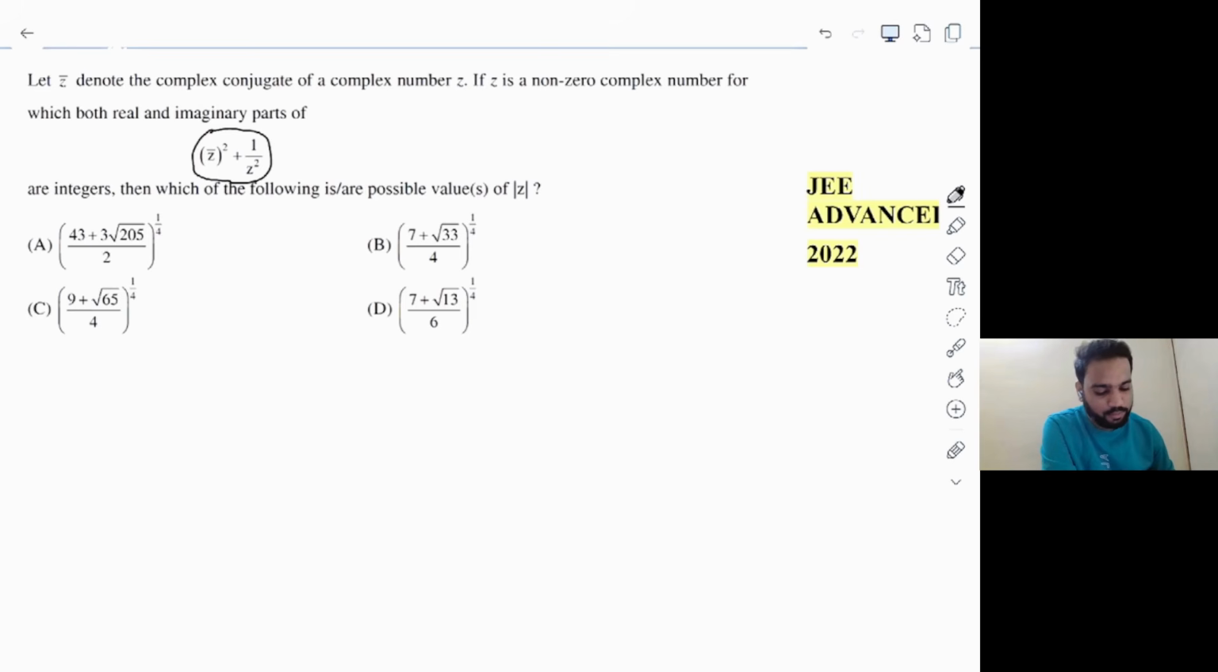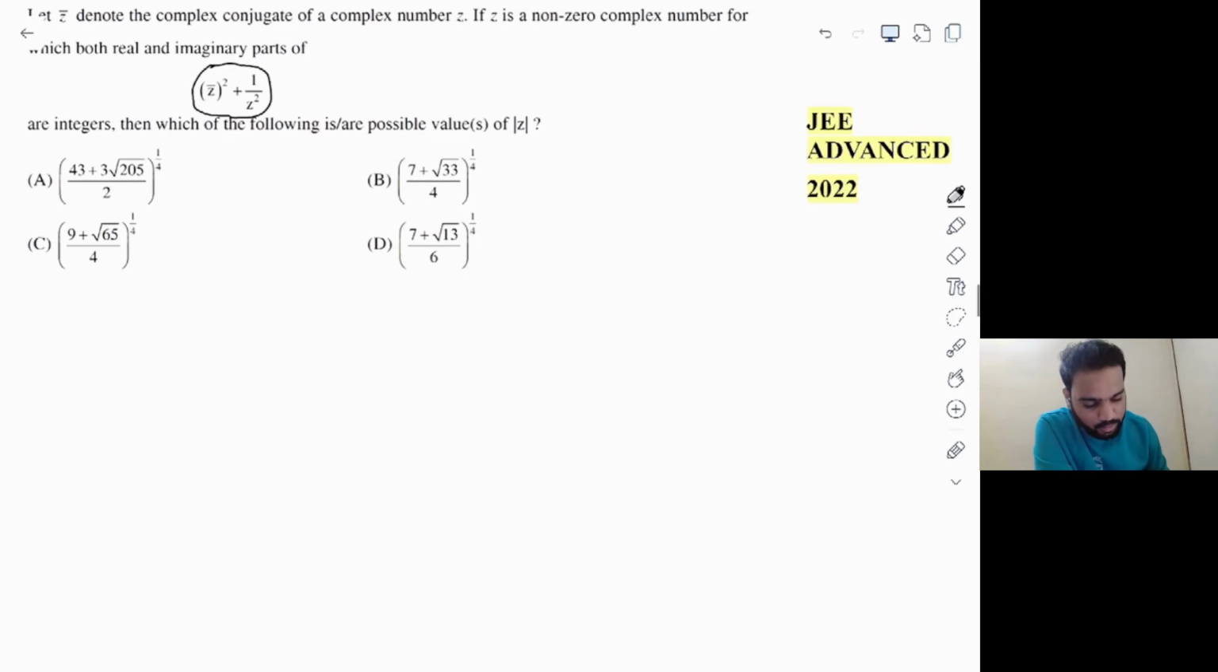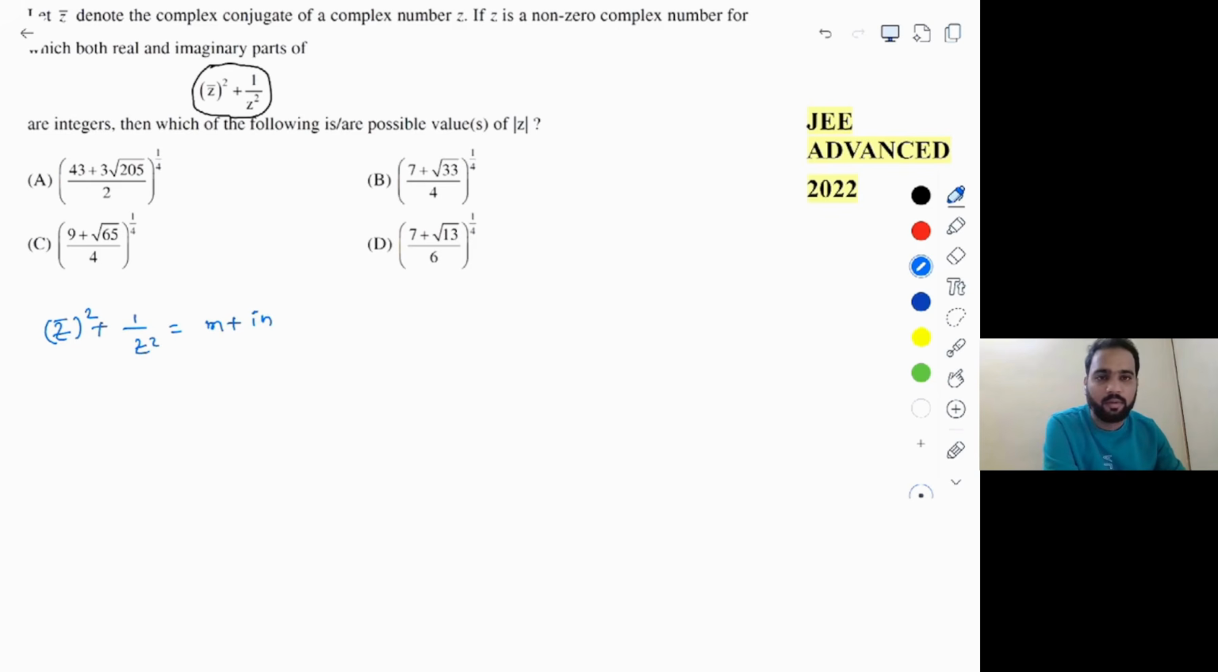First, what we'll do is, let me take this complex number here, z bar whole square plus 1 by z square, equal to some m plus i into n. Okay, because that is also a complex number, right? So I'm taking it as m plus i n, but it is given that m and n must belong to the integers. That's what they said. The real and imaginary parts are integers.